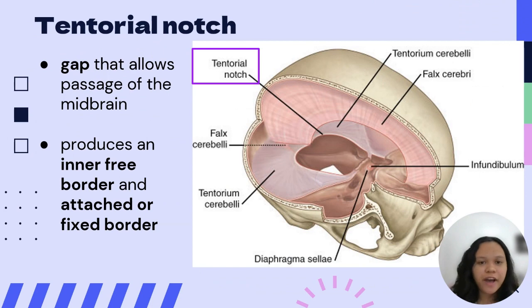And we also have this structure called the tentorial notch. It is a gap that allows passage of the midbrain. So this area here would be the tentorial notch, and it produces an inner free border and an attached fixed border. So this would be the inner free border, and this one would be the attached or the fixed border.